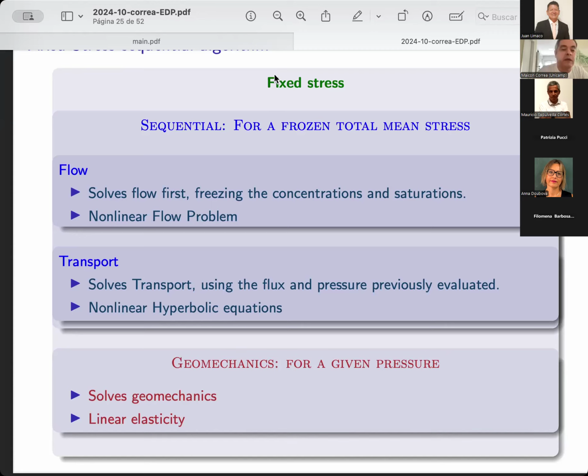but it's good because you may have specific methods for each one of these problems. Let me check my time here. Please, Mauricio, if my time is approaching the end, just tell me and I finish.